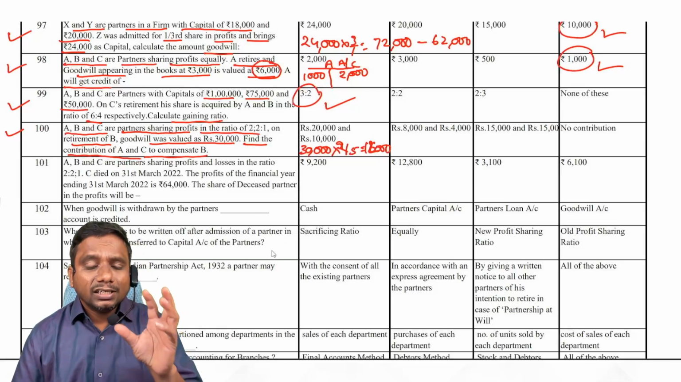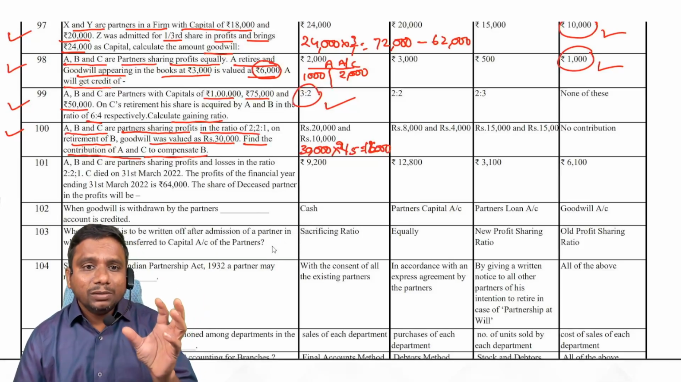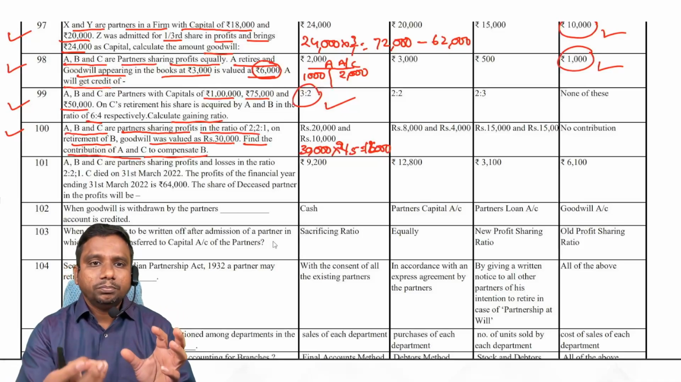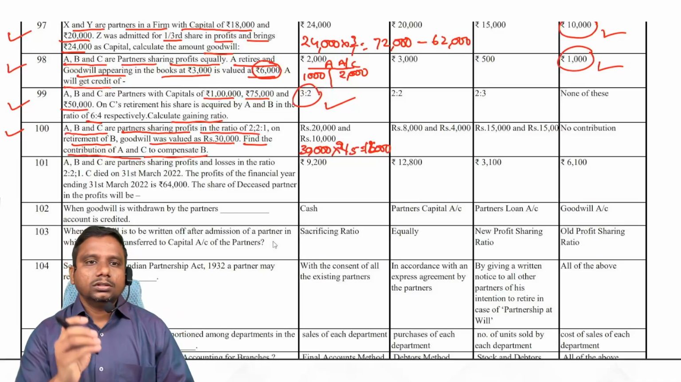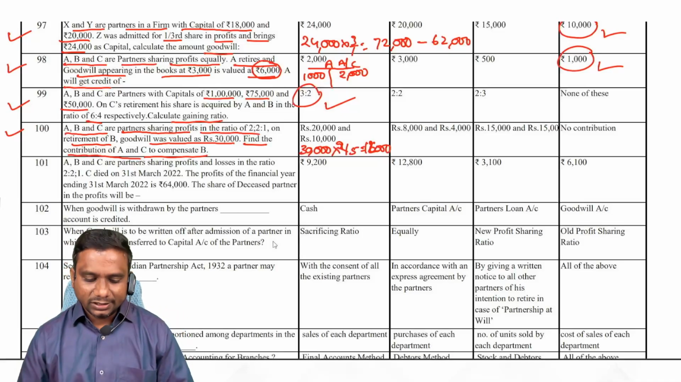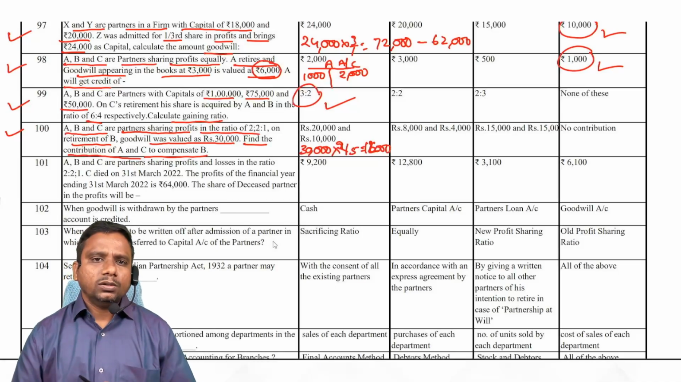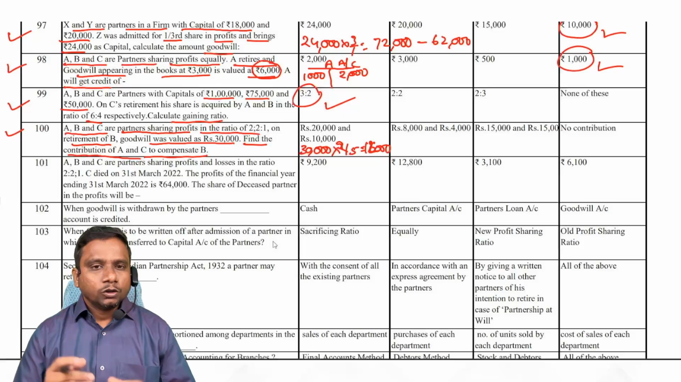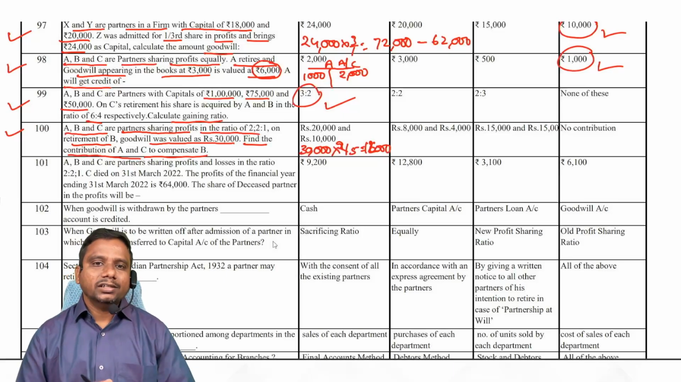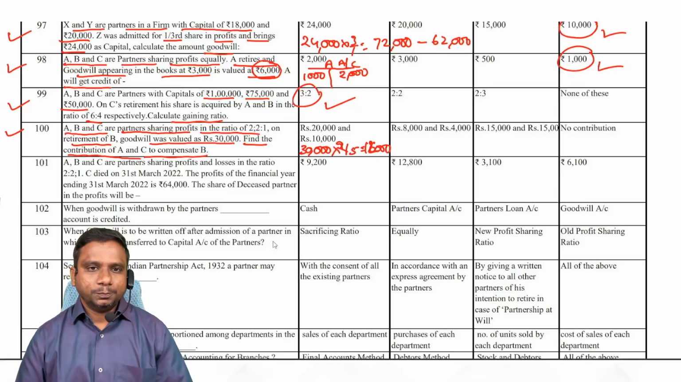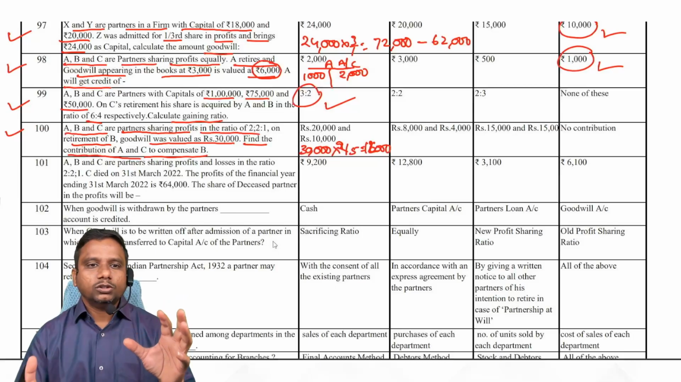So, the gaining partners will compensate goodwill to the sacrificing partner. Yes or no? Here, who is the sacrificing partner? We should calculate the sacrificing ratio. To calculate the sacrificing ratio, we need old ratio minus new ratio. Here, the old ratio is given, but the new ratio is not given.